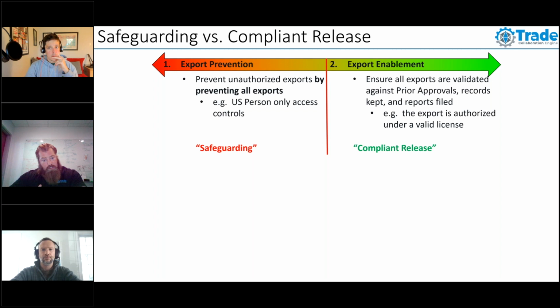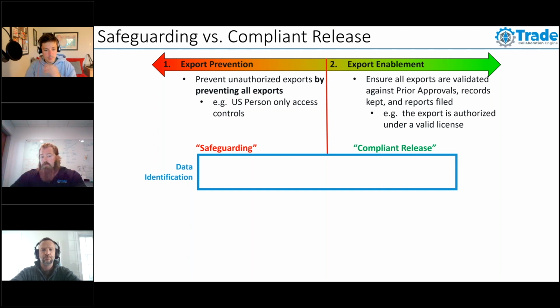It's all about what information we need to make an accurate, timely decision, and can we supply that? From a safeguarding perspective, when we talk about data identification, we really need to know two things. Is it ECI, and what's its country of control? If I have US ECI, I can lock down the US locations, US persons, that sort of thing.